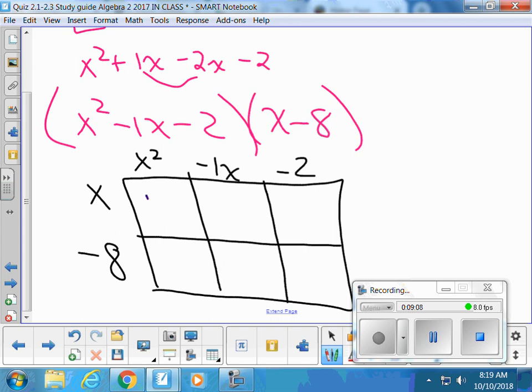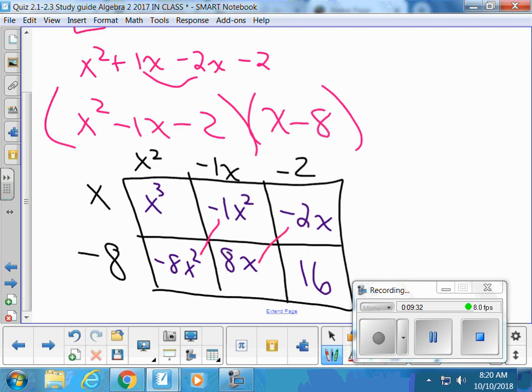Okay, let's fill it in. We'll have x cubed, negative 1x squared, negative 2x, a negative 8x squared. Beware the double negative here, positive 8x. And then another beware of your double negative, positive 16. We're going to add up our diagonal boxes for our final answer. In standard form, it will be x to the third minus 9x squared plus 6x plus 16.